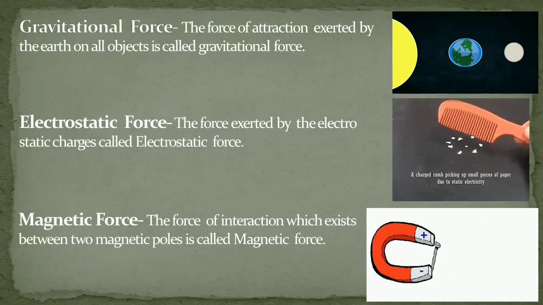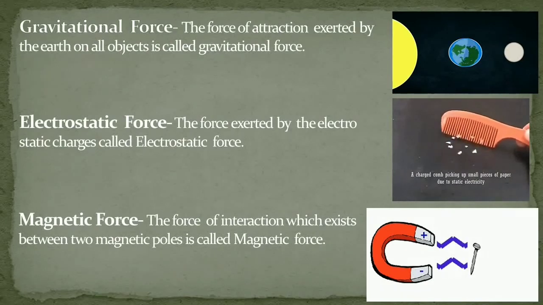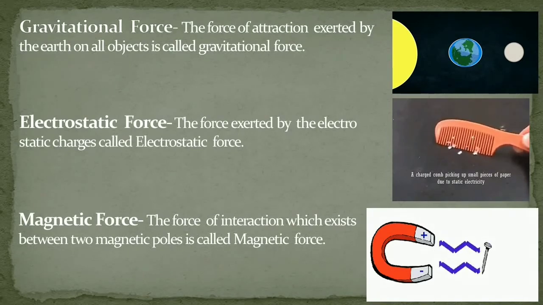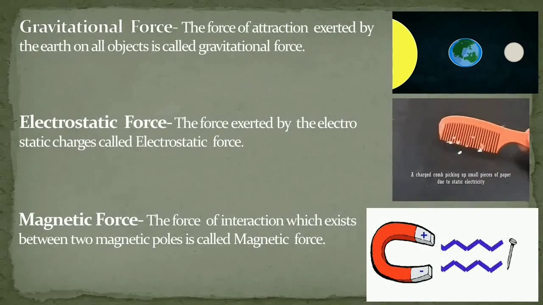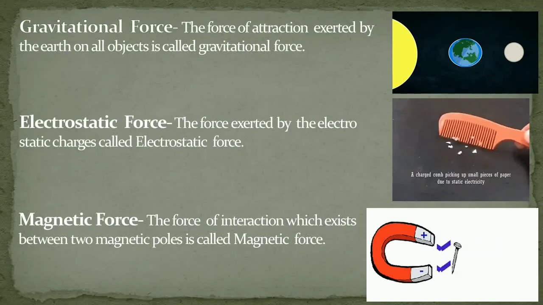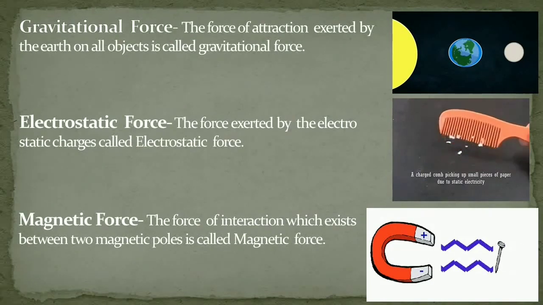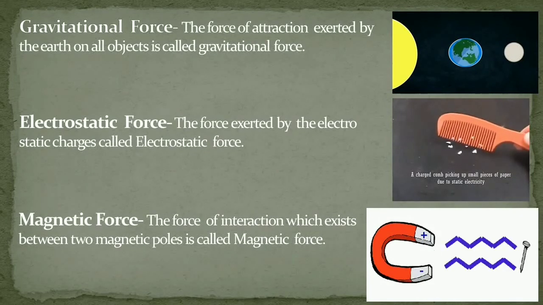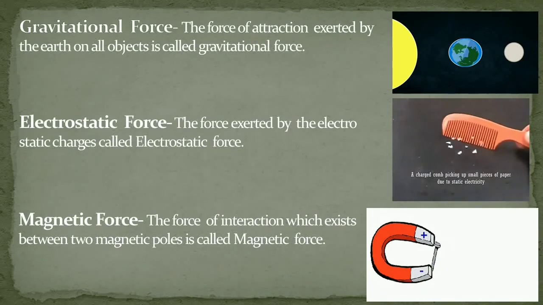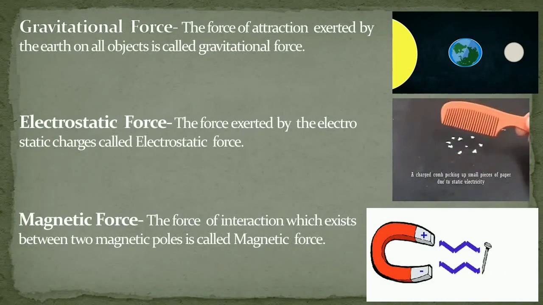What are the magnetic materials? Magnetic materials are iron, cobalt and nickel. The force of interaction which exists between two magnetic poles, that means every magnet has two magnetic poles, is called the magnetic force. Actually, this magnetic force acts from a distance. That is why it is also a kind of non-contact force, or force at a distance. Clear? So these are all about the contact and non-contact forces.